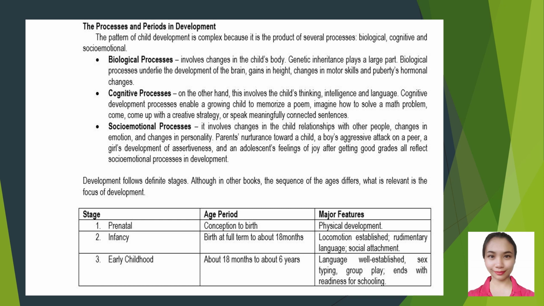So we have the stage, we have the age period, and then we have the major features. The first stage is the prenatal. It is from conception to birth. The major feature is physical development. And then in infancy, or we call it early childhood, it is from 0 to 5 years old. So they can learn to walk.